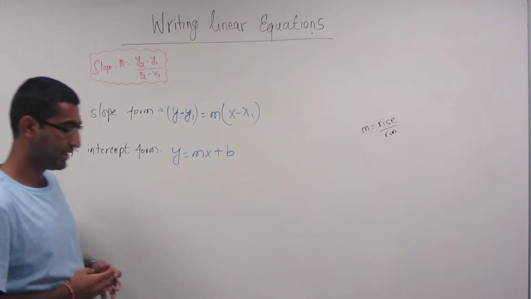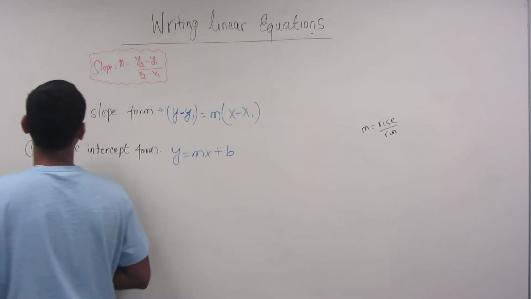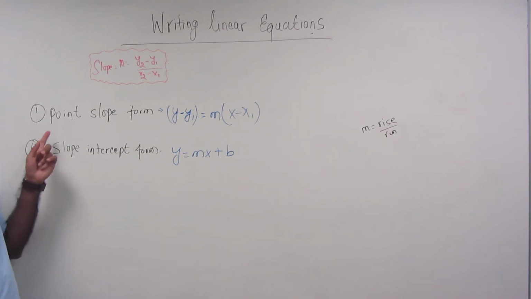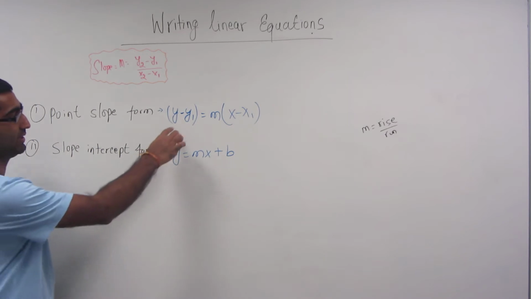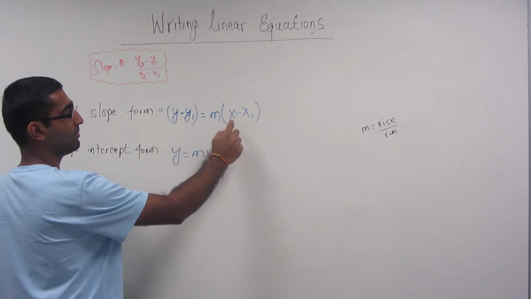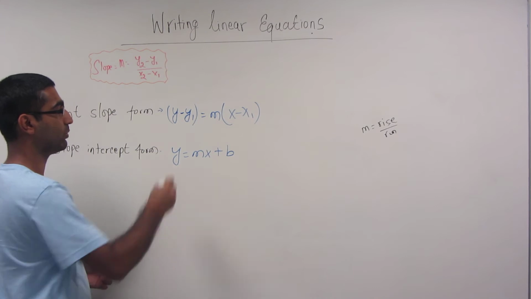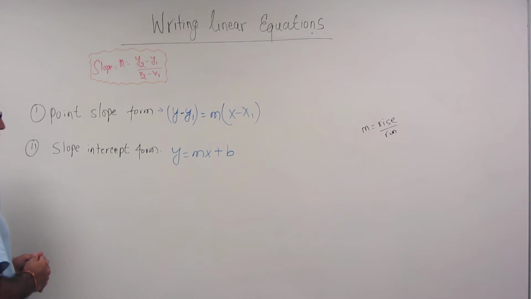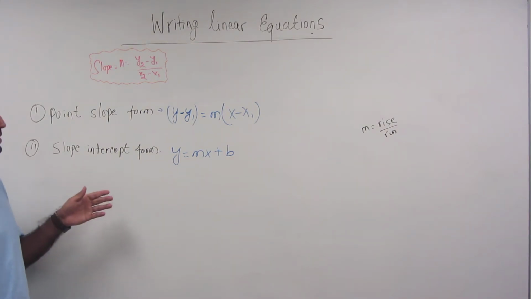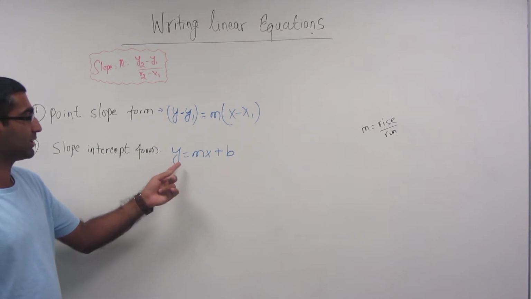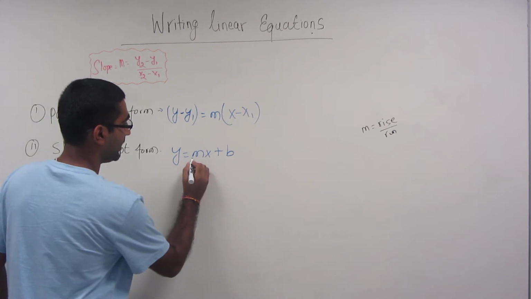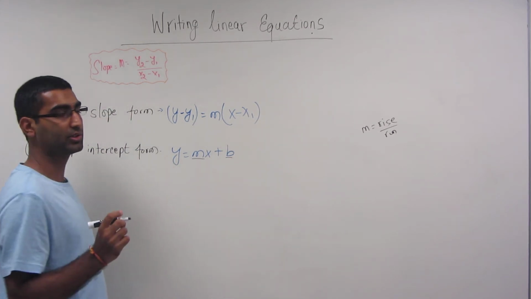Okay. Now there are two forms in which we could write an equation of a line. The first one is called point slope form, which is basically y minus y1 equals m times (x minus x1). Again, I'm going to go into more details about what y1, x1, and m are later on. And then the next form is the slope intercept form, also called y equals mx plus b, where m is the slope and b is the y-intercept.